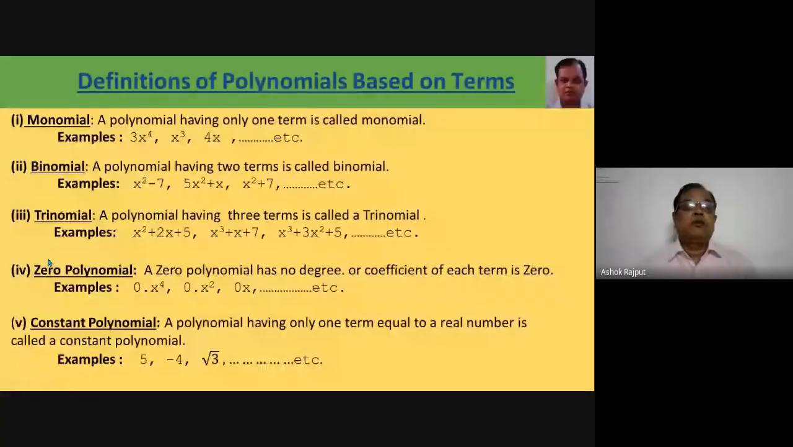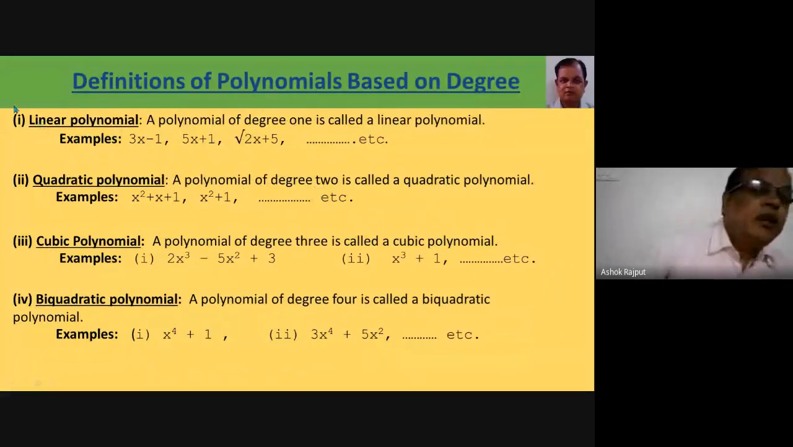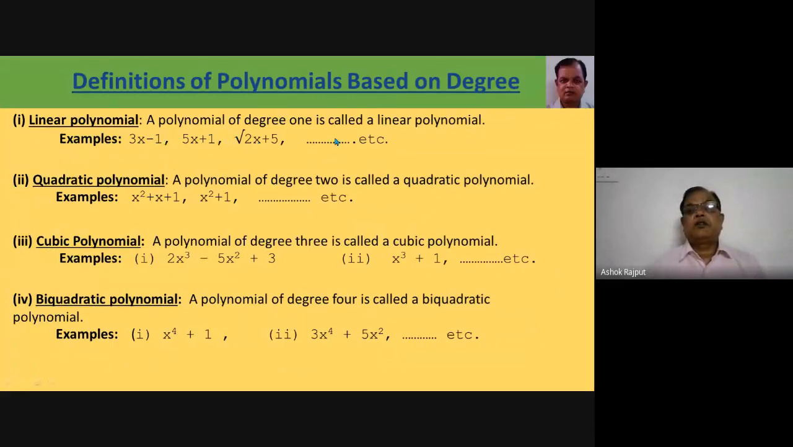Now we're going to define the polynomials based on degree. How many types of polynomials based on degree and what are they? Linear polynomial. A polynomial of degree 1 is called a linear polynomial. As we are seeing here in the example, 3x minus 1, here power is 1, 5x plus 1, here power is 1, root 2x plus 5, here power is 1, et cetera.